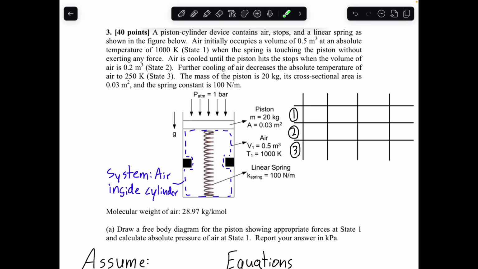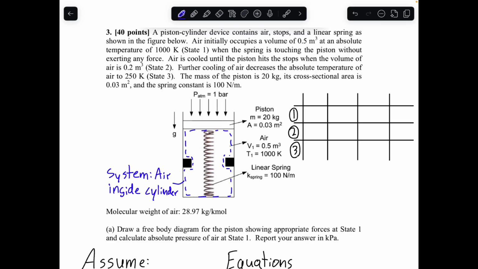And another thing is that the spring doesn't really interact with the air at all. The spring is just interacting with the piston here. So we'll worry about that in our free body diagram, but it doesn't really interact with the air at all. So I'm just going to choose the system as the air inside the cylinder.